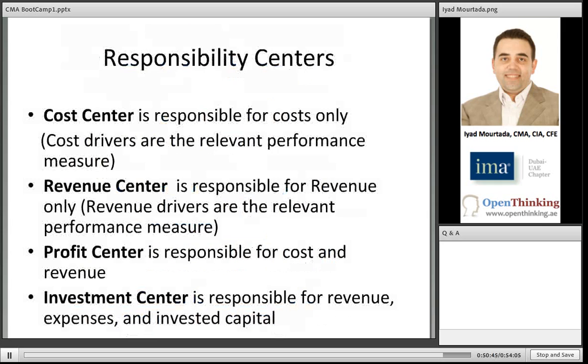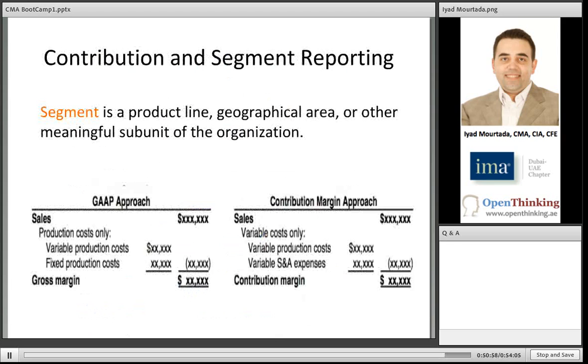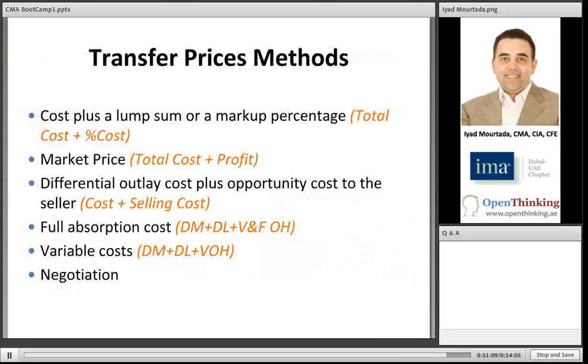Now, when we look at responsibility centers, we have cost center, revenue center, profit center, investment center. Cost center focuses only on cost, revenue only on revenue, profit on cost and revenue, investment on cost, revenue and investment. It's really important to understand how the segments will be reported based on GAAP approach and contribution margin. GAAP, we use it for financial reporting, contribution margin for managerial measures.